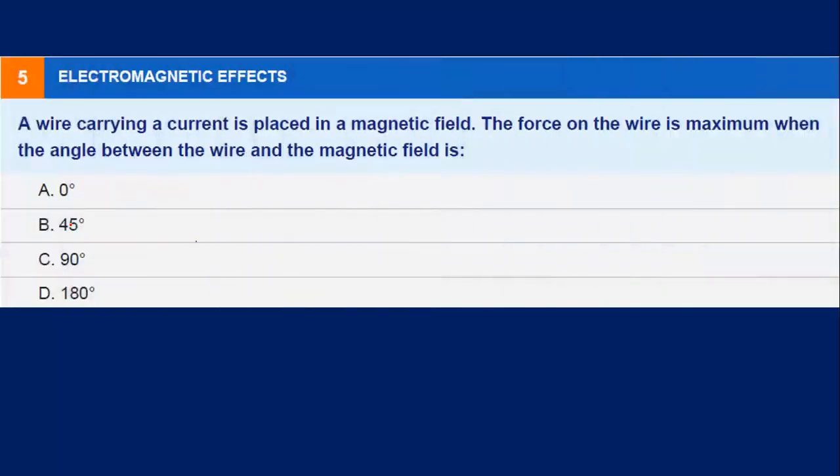Moving to question number 5, that's from electromagnetic effects. A wire carrying a current is placed in a magnetic field. The force on the wire is maximum when the angle between the wire and the magnetic field is, all right, the Fleming's left-hand rule. Okay. So here you must remember that force, magnetic field, and current should be 90 degrees to each other.